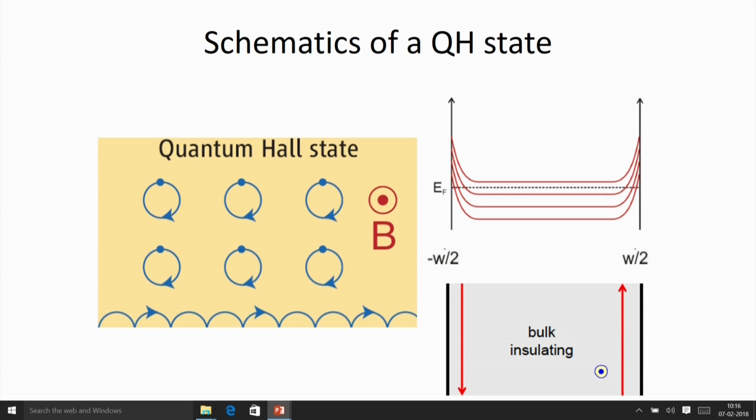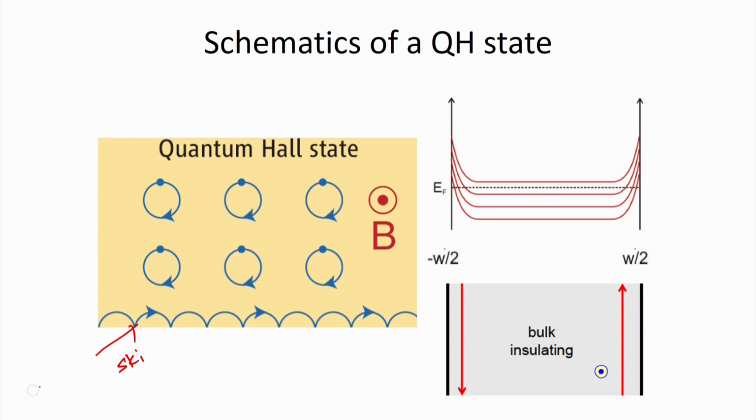So, the schematic of a quantum Hall state is just what we said, that in the bulk we have electrons executing cyclotron motion. There is a magnetic field which is perpendicular to this, coming out of the page, and there are these skipping orbits. So, these are known as the skipping orbits, and these are electrons executing circular motion.